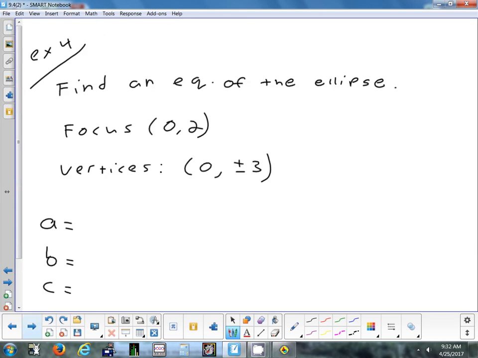Okay, let's see, find an equation of that ellipse. What am I missing here that would be helpful if I knew it? Pretty much it's used to find A, B, and C, but we don't have it.